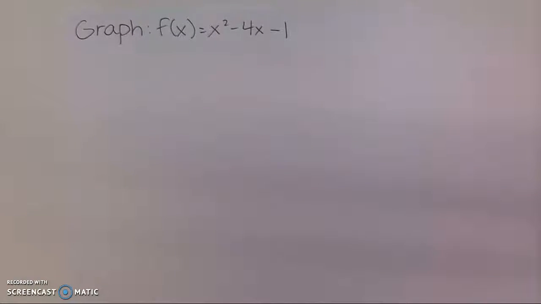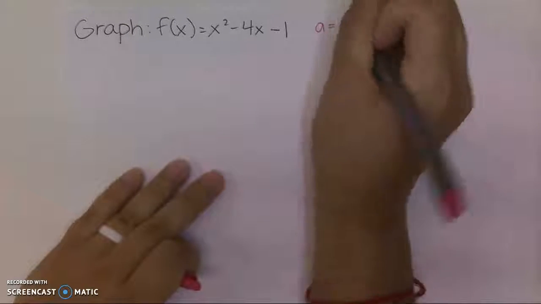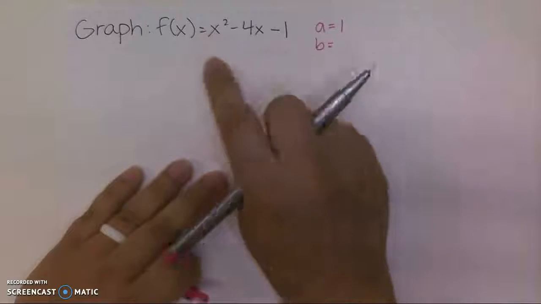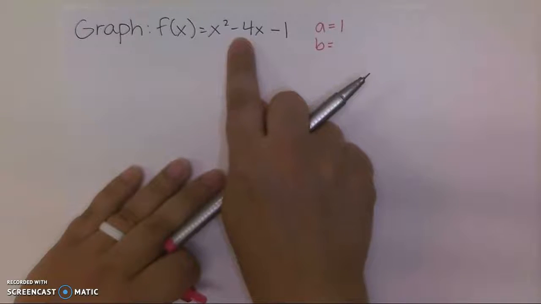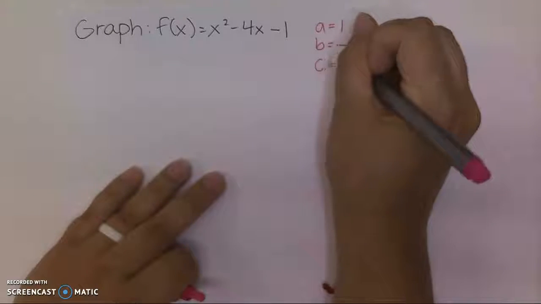So the first thing I'm going to suggest that you always do is you identify your a, your b, and your c. So a is always the first term that's in front of your x squared term. So a equals 1 in this case. b equals your second term, or your linear term, which is -4. And c is always your constant, -1.